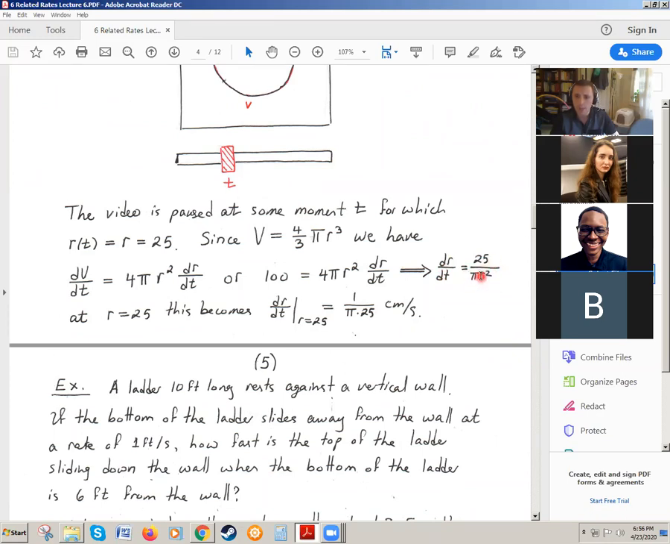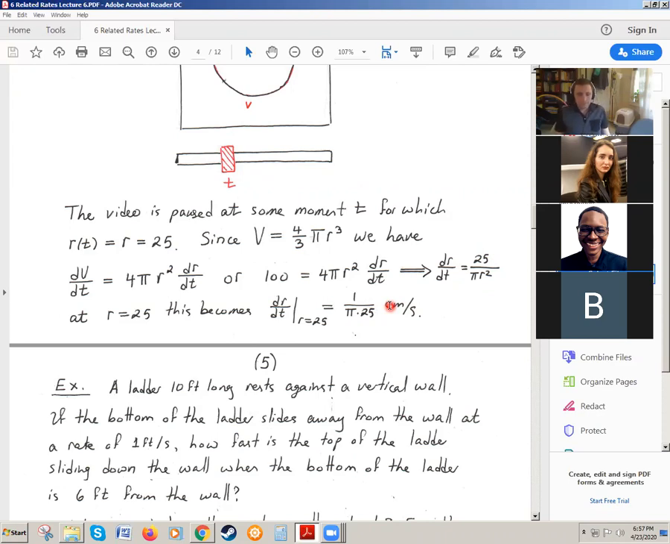Notice it's in terms of the radius, yes? And then I put in r equal to 25. When r is equal to 25, I can cross out one of the instances of 25, and I get simply 1 over pi times 25. That's my rate of change, and I can simplify this number or approximate it. It will be 1 over pi times 25 centimeters per second.